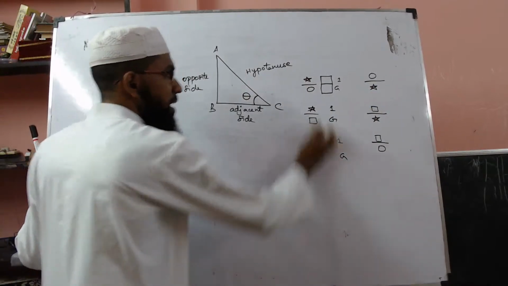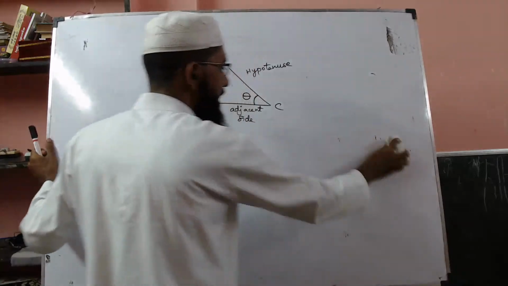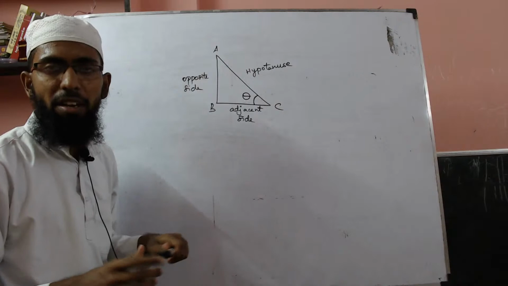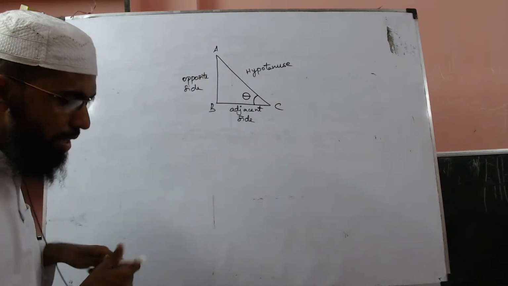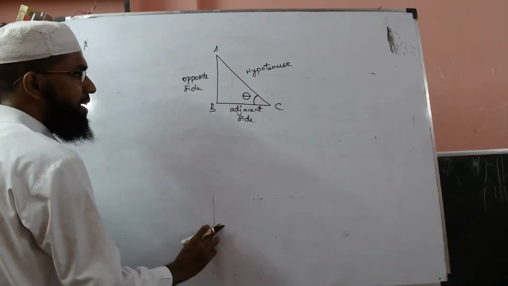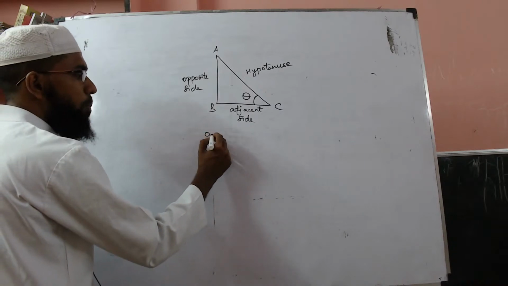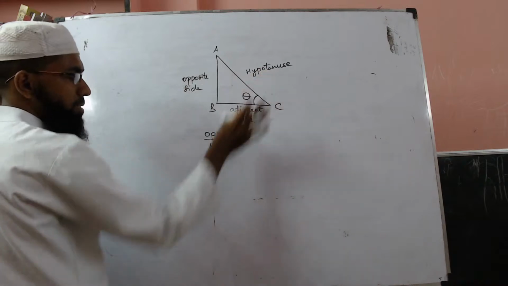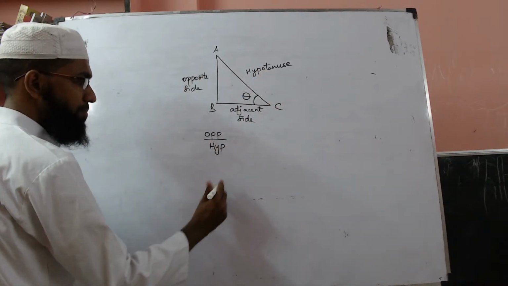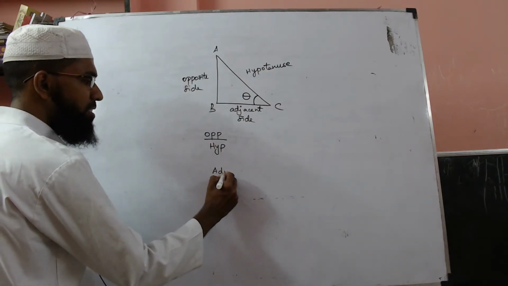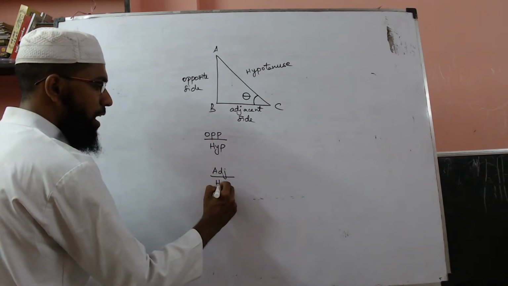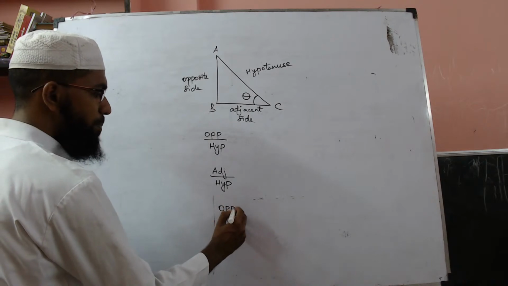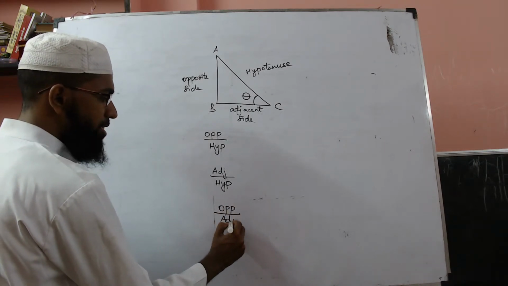So in the same way, if I take these three sides and try to find the possible ratios, what are the possible ratios I can have? I can either have opposite by hypotenuse. Second option, adjacent by hypotenuse, and the third option is opposite by adjacent.